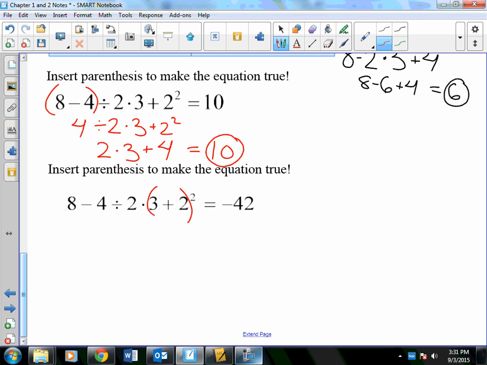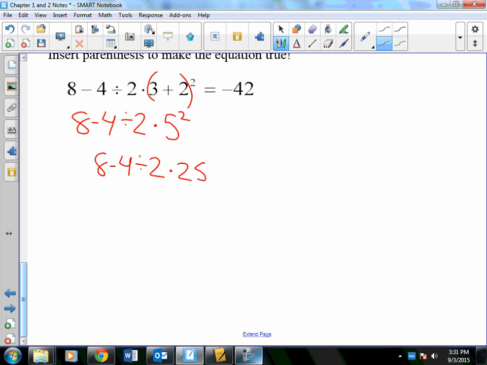The second one is, again, I want to say, let's make addition occur earlier than normal. So now I have 5 in that parentheses. So I have 8 minus 4 divided by 2 times 5 squared. I do my exponents. 8 minus 4 divided by 2 times 25. Working left to right, I do my division first. 4 divided by 2, that is 2. So I have 2 times 25. Now I do my multiplication.